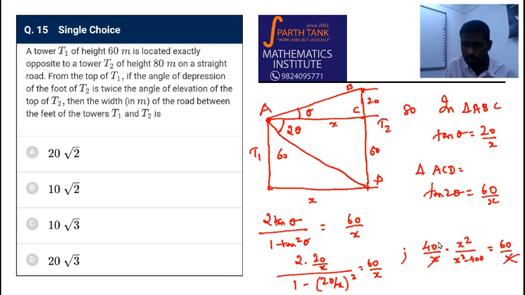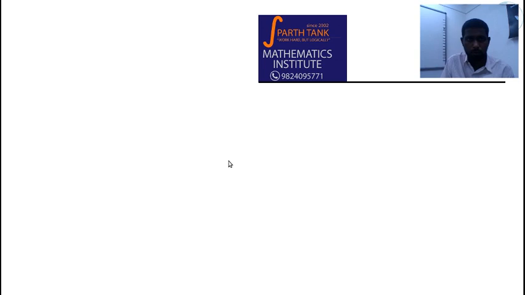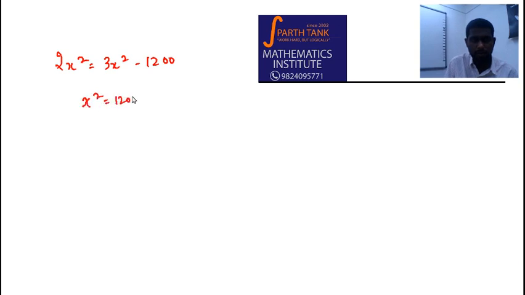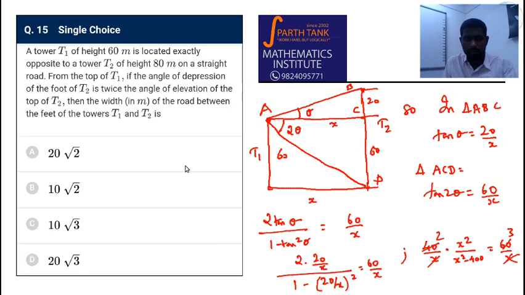Let us drop all this, make this 2 and 3. So a bit of rearranging here, what would you get? 2x squared is equal to 3x squared minus 1200. Okay. So 2x squared is equal to 3x squared minus 1200, or x squared is 1200, which is 400 times 3. Therefore x can be written as 20 times root 3. So the answer is 20 times root 3, option D.